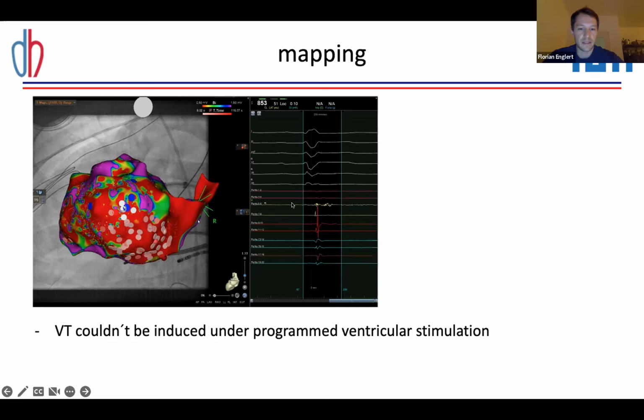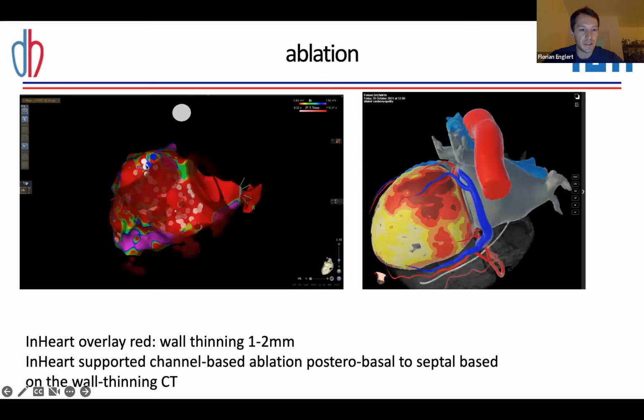So yeah, that late potential, when we merged it, was quite here on the border of the wall thinning. So it was quite nice that the merging was so good, because you would expect these signals in this area, I guess.